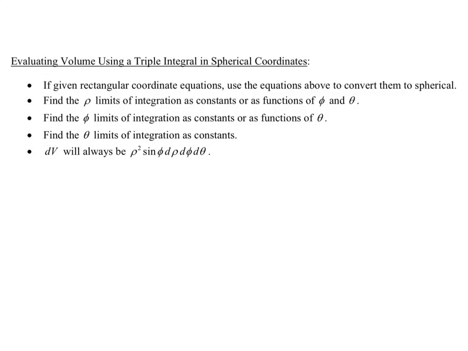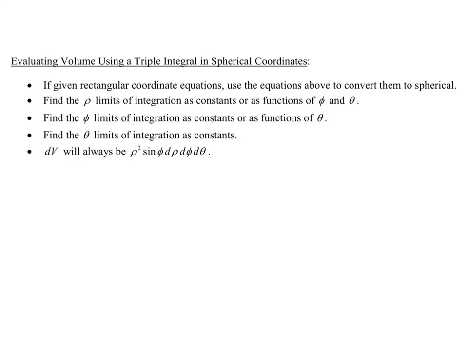Okay, now evaluating a volume using a triple integral in spherical coordinates can be a bit tricky when you're trying to figure out your bounds. If you're given rectangular coordinate equations, you want to use the conversion equations to change them to spherical. Then you want to find your limits on rho as functions of phi and theta. Find your limits for phi in terms of theta or as constants, and find the limits of theta as constants, because you always have to have constants as the outer bound in your integral.